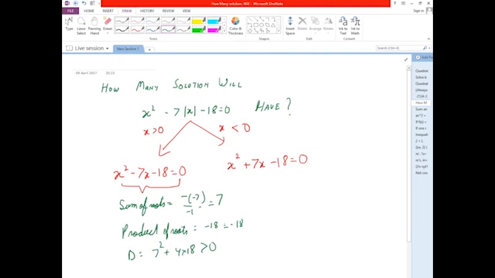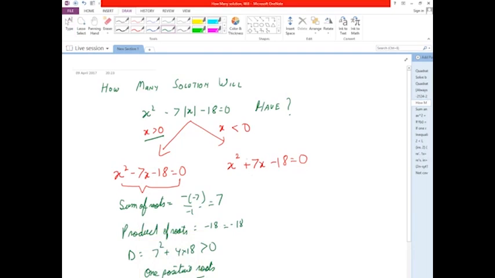Given that the product is negative, it means it has one positive and one negative root, right? And the sum is positive, so the positive root is probably greater. So there will only be one positive root that this equation has, which is what we need. We need only those roots which are greater than 0 because our binding condition is x greater than 0. So from this side we'll get only one positive root.